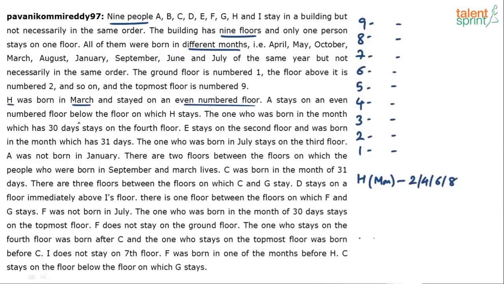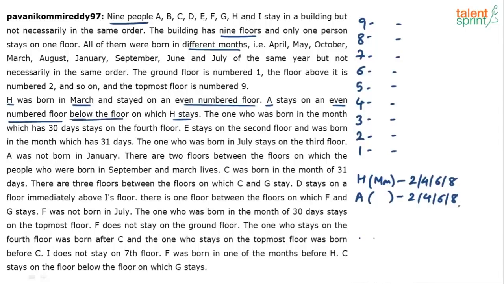A stays on an even numbered floor below the floor on which H stays. Now again, A also stays on an even numbered floor, but below the floor on which H stays. Now understand, the month of A is not known to us. A also stays on an even numbered floor, 2 or 4 or 6 or 8. But since A stays below the floor on which H stays, can A come on the 8th floor? A cannot come on the 8th floor. There are 4 possibilities initially for A, but A will not be taking the 8th floor because A has to come below H.